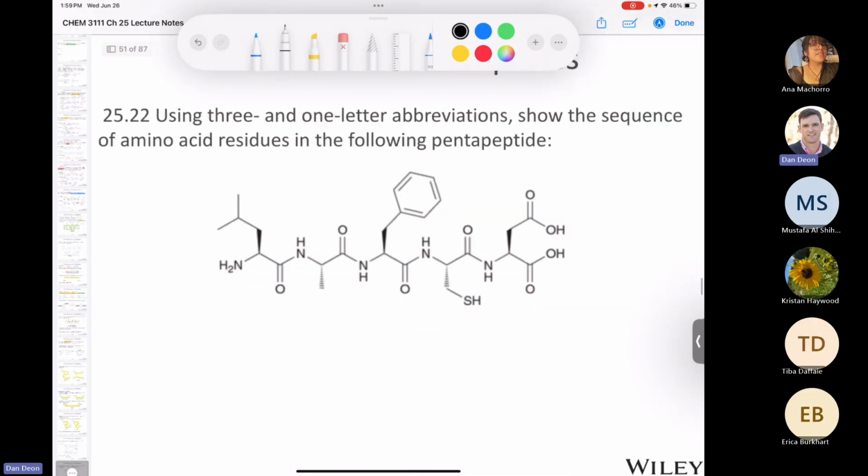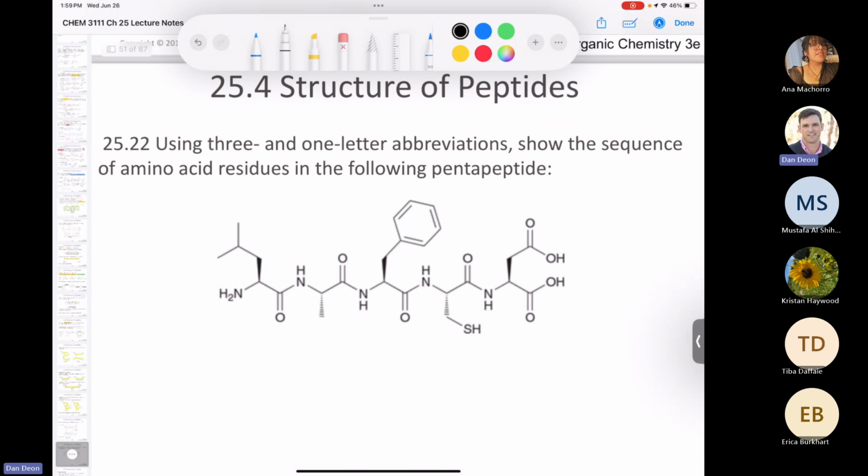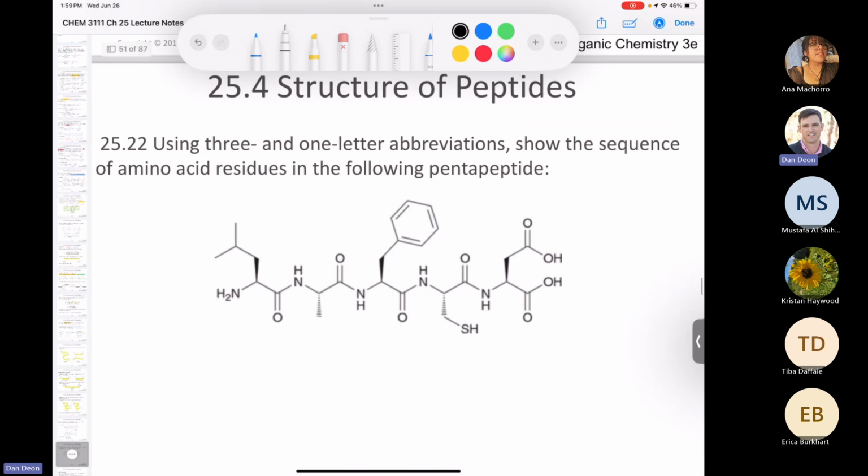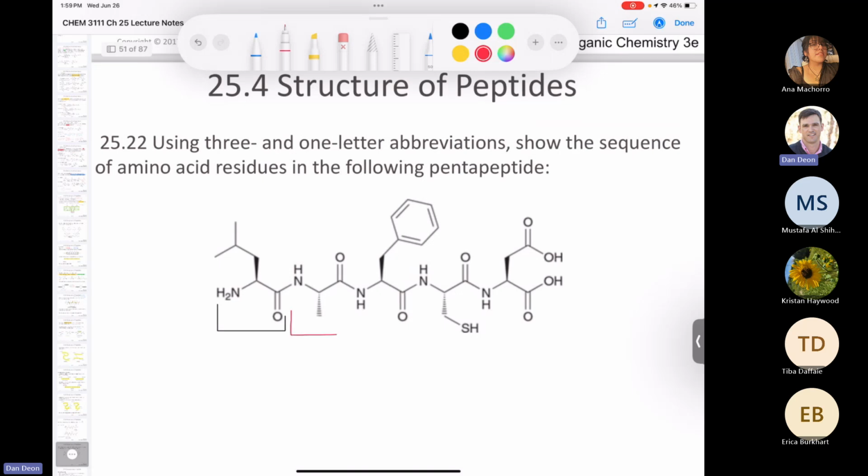Now, let's say I gave you a compound like this. You can see that this is a pentapeptide because it goes N, C carbonyl. Then it goes N, C carbonyl. There's 2. Then N, C carbonyl. There's 3. Then N, C carbonyl. There's 4. And it goes N, C carbonyl. There you go, there's 5. So this is a pentapeptide. Now it says use 3-letter and 1-letter abbreviations.